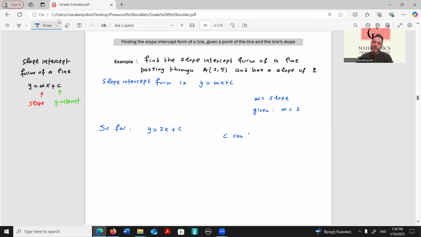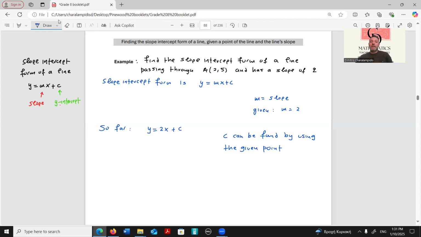c can be found by using the given point. We remember we have seen in another video that there is a certain rule around a line's point, which goes as follows. A point lies on a specific line if and only if the coordinates of that point satisfy that line's equation, which means that if we simply take the coordinates of that point and substitute them properly in the line's equation, a true statement will be produced.